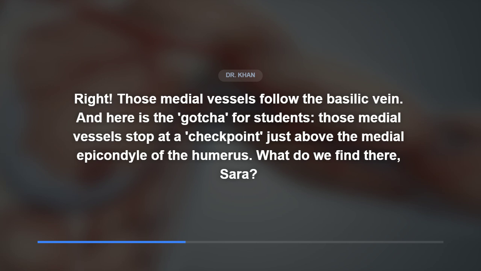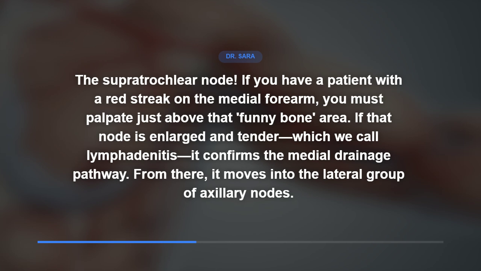But if the infection is in the middle, ring, or little finger, the medial side, the path changes. Right, those medial vessels follow the basilic vein. And here is the gotcha for students. Those medial vessels stop at a checkpoint just above the medial epicondyle of the humerus. What do we find there, Sarah?